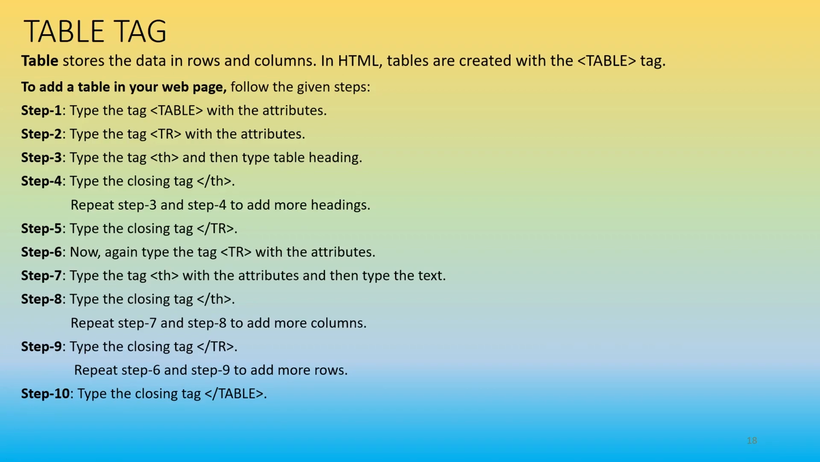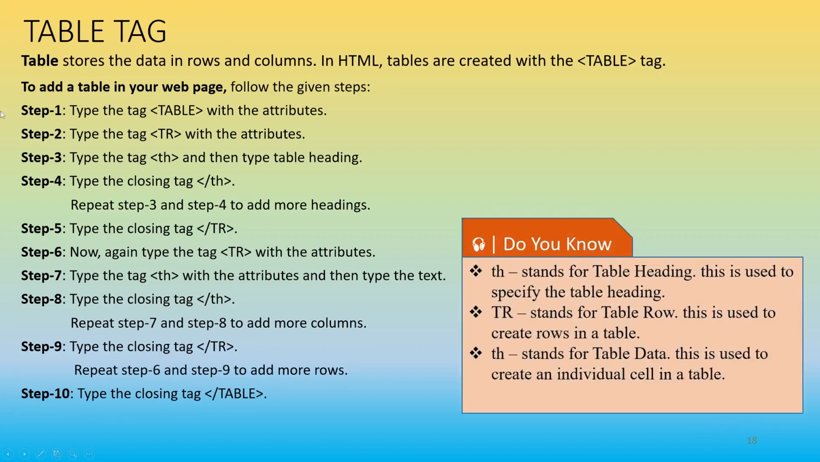So how do we create a table? A table stores the data in rows and columns. A table is a grid of rows and columns. It stores the data in each cell of the table structure. In HTML, tables are created with the table tag. To add a table in your web page, follow the given steps.